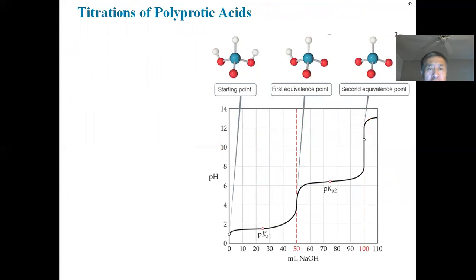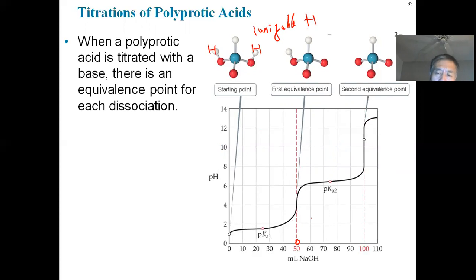Now we see the titration of a polyprotic acid. In this example, we can see there are 2 ionizable H's, so this is a diprotic acid. Therefore, we have 2 equivalence points. The first equivalence point is 50.